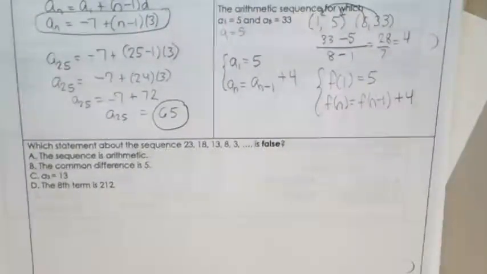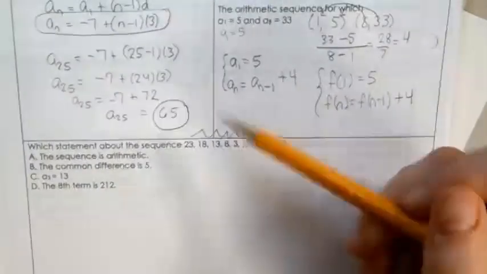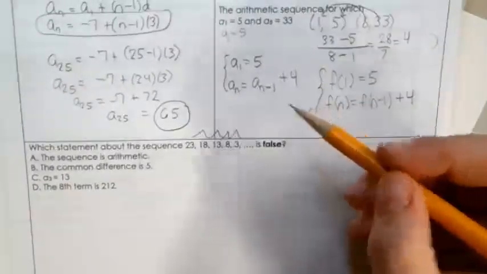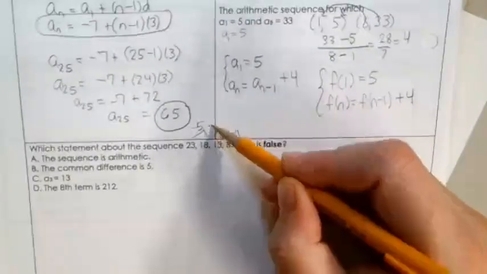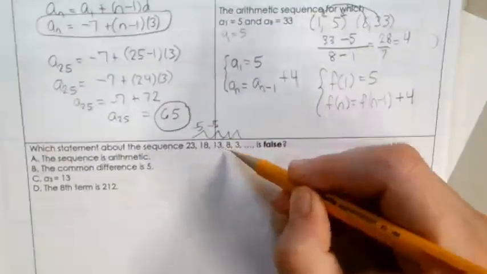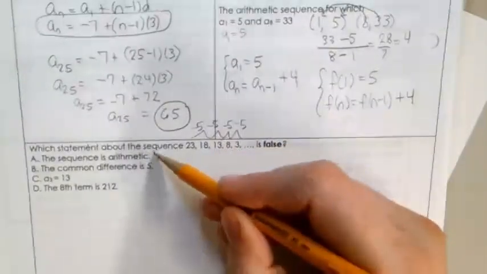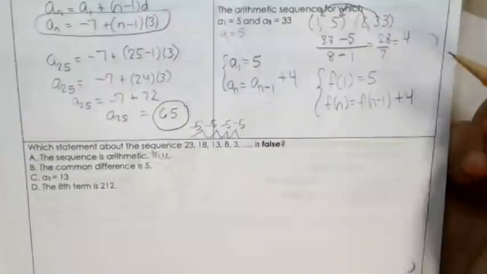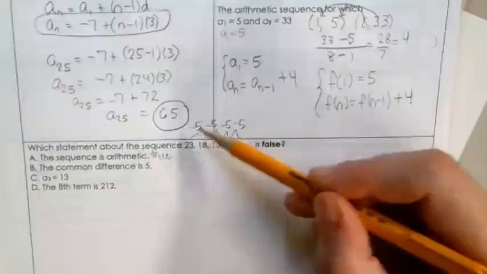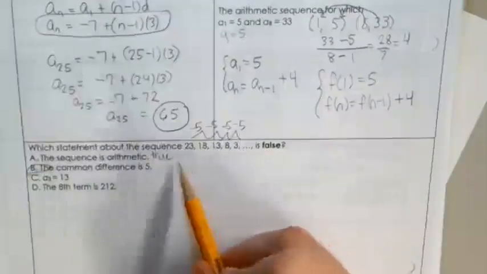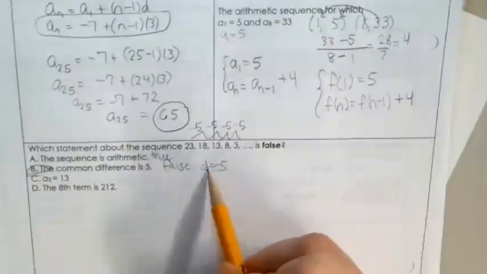Well, in order to determine that, we need to see, are we adding the same thing every time? So if we look from 23 to 18, we're subtracting 5. From 18 to 13, we're subtracting 5. From 13 to 8, we're subtracting 5. 8 to 3, subtracting 5. So that's true. It is arithmetic because we're adding negative 5, same thing as subtracting 5. The common difference is 5. Well, that one's false. We said the common difference is negative 5. It would be negative 5, so that one's false.